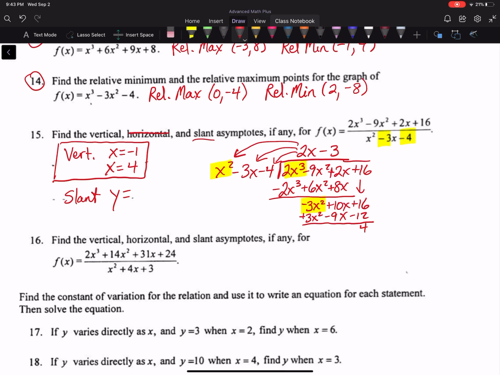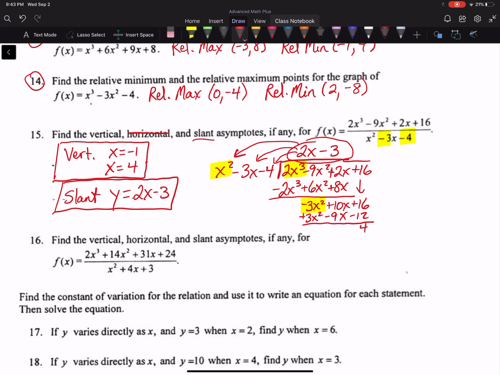Again, you don't need the remainder. There's your answer up here at the top. Y equals 2x minus 3. That is your slant asymptote. Okay? We do the same thing again on 16.